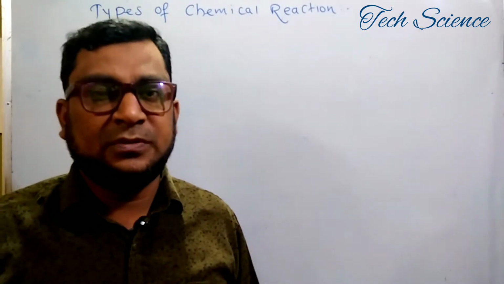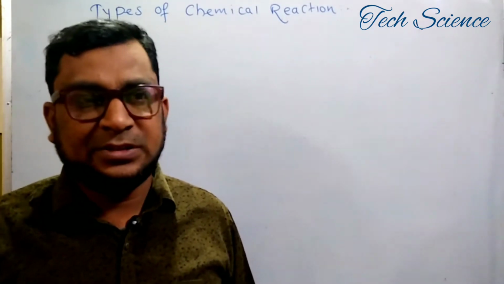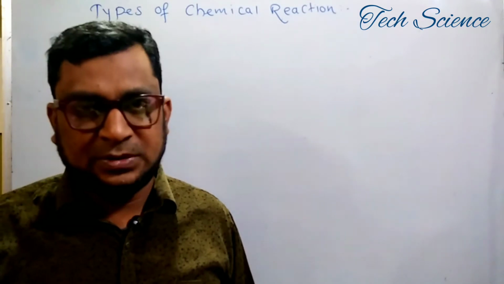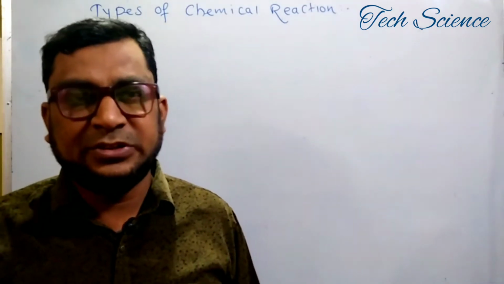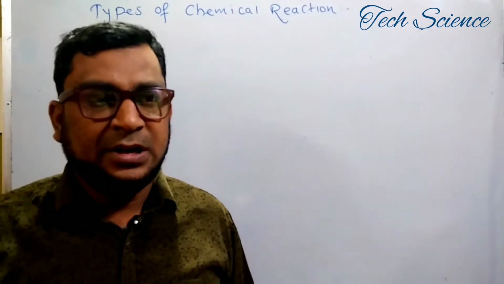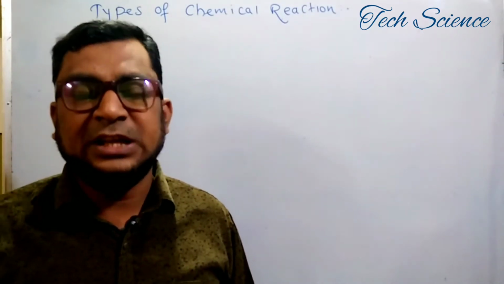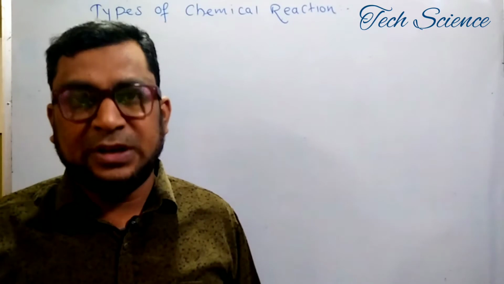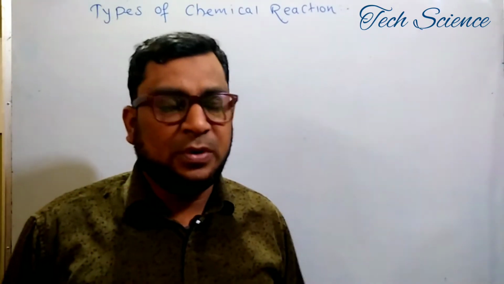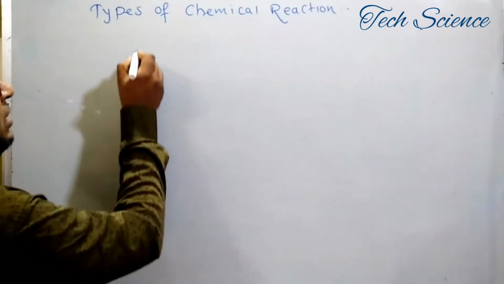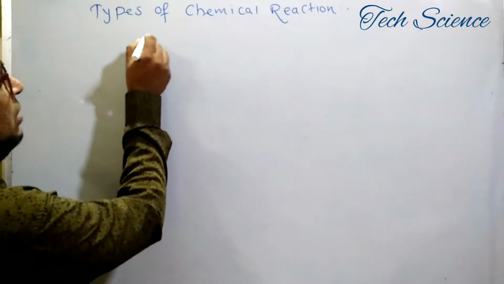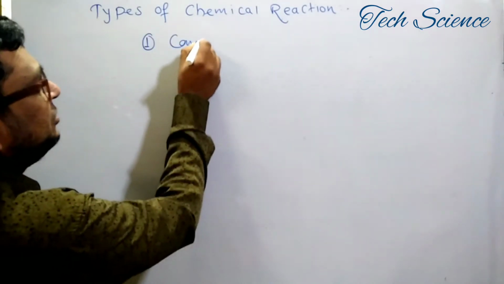Basically, as per the syllabus of 10th standard, there are four types of chemical reactions. The names are combination reaction, decomposition reaction, displacement reaction and double displacement reaction, based on the nature of the reactant, the number of reactants, etc. So let's start with the types of chemical reaction. Number one is called combination reaction.